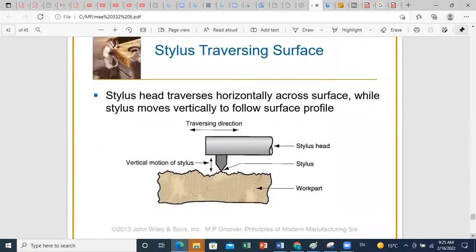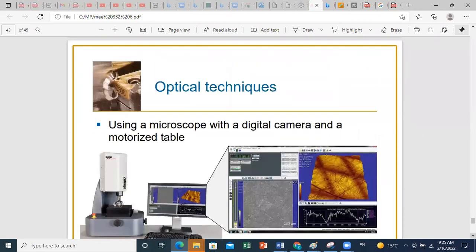So here is a sketch of how this equipment is working. This is your stylus. It's moving in the horizontal direction. And as it's moved in the horizontal direction, because of the roughness of the surface, it will move up and down. This vertical motion will be transmitted as an electrical signal. It can be drawn by a computer.